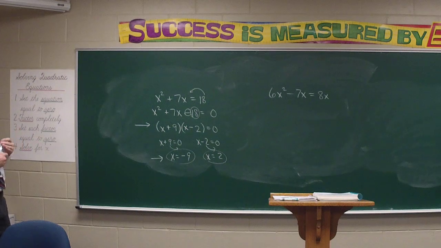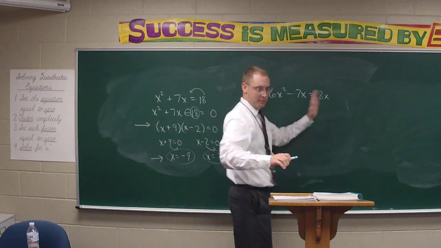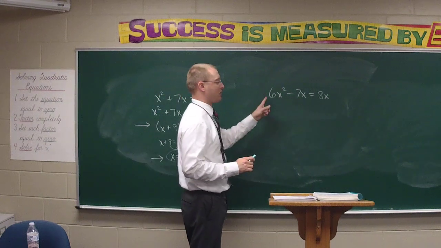Complete or incomplete? Complete. It has x squared and it has x to the first, so it's a complete quadratic equation. With complete quadratic equations, class, we don't isolate the x squared and take the square root. We start by setting the equation equal to 0. One side or the other can become 0. It doesn't really matter as long as the x squared stays positive.